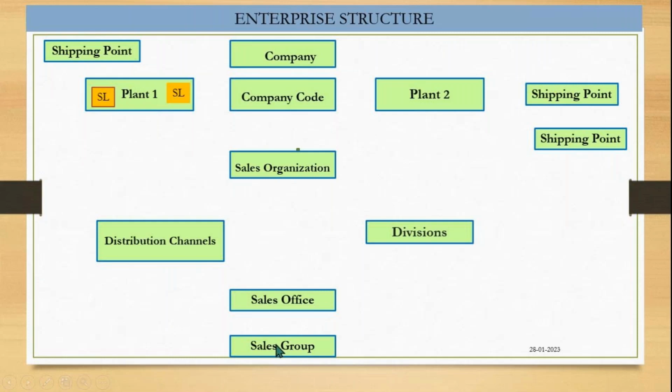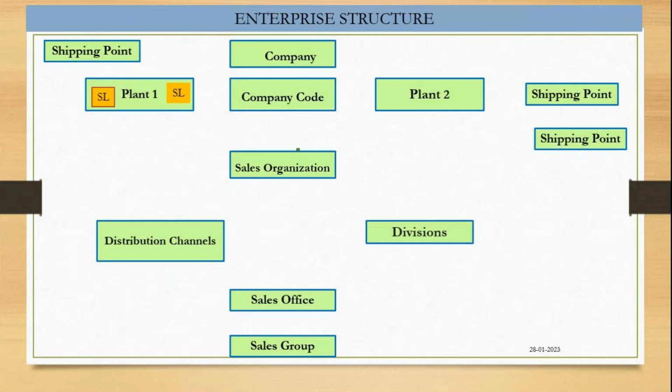Okay, so from the SD side, if anyone asks you what are the organizational elements required for the sales and distribution module: sales organization, distribution channel, division, sales office, sales group. These five are the organizational elements that we need to define in the system, and we will make a proper assignment to make them work. See, if you define them individually and do not make proper assignment, it is of no use. We define individually and we make the assignment.